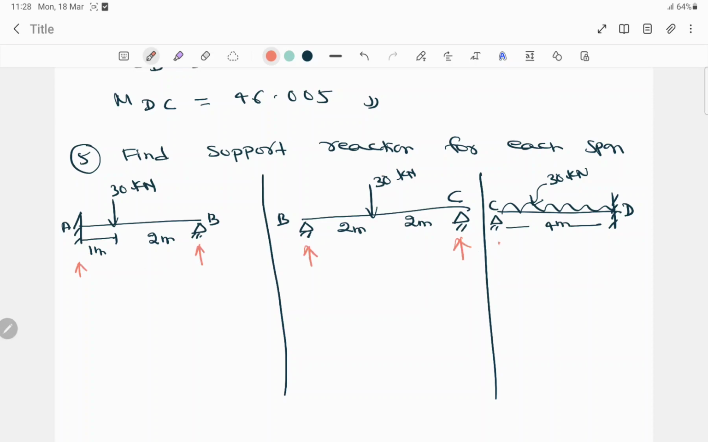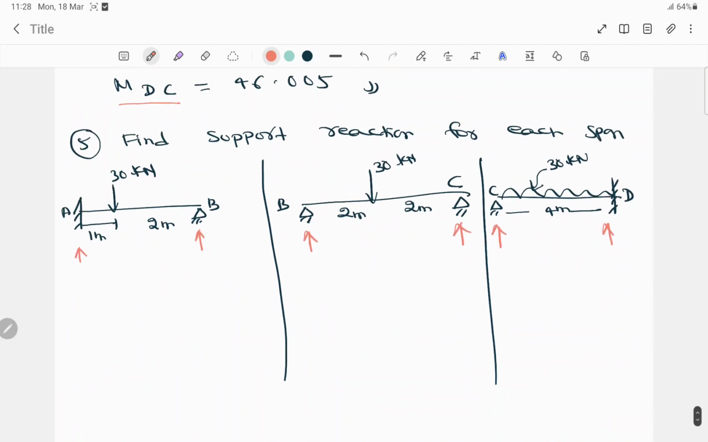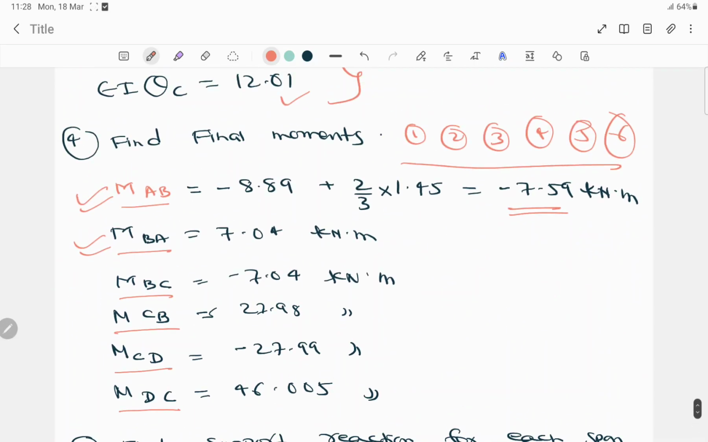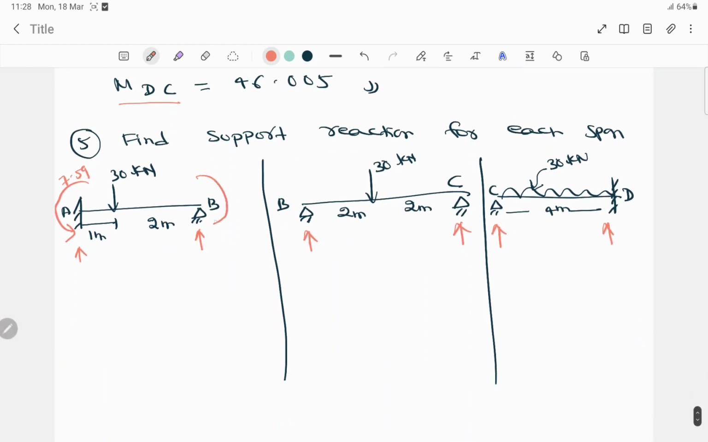Now we have to find the support reactions, okay? So now we already have the moments for A to B, B to A, B to C, C to B, C to D, and D to C. So here the moment from A to B is minus 7.59. Minus means it's anti-clockwise, okay? That is 7.59. Now from B to A it's positive 7.09. So positive means it will be clockwise.